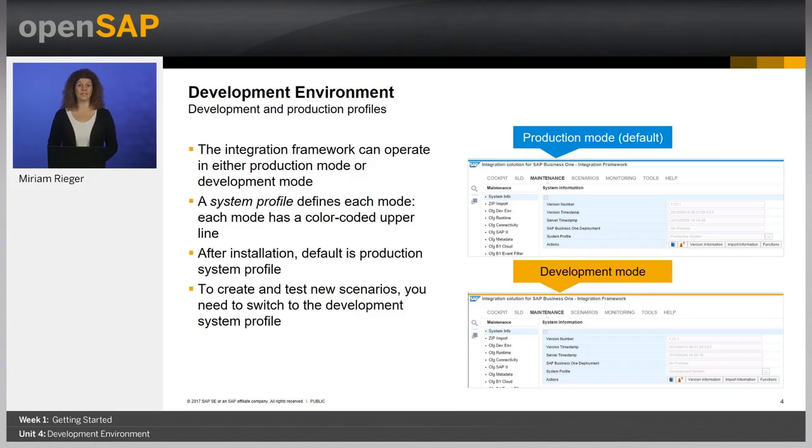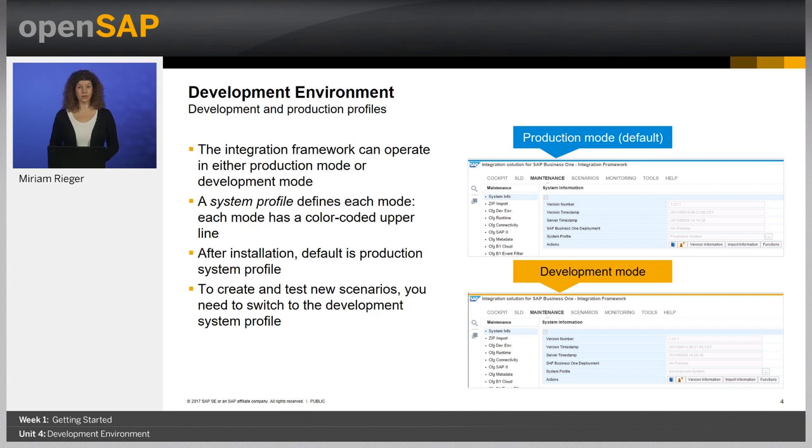The integration framework can operate in one of two modes, also called profiles, either as a productive system or as a development system. This is controlled by the system profile. A system profile brings together the recommended configuration settings in one place, optimized for a productive system or a development system. Each mode has a color-coded upper line. As you can see on this slide, it's blue when you are working in the productive mode and a golden color when working in the development mode.